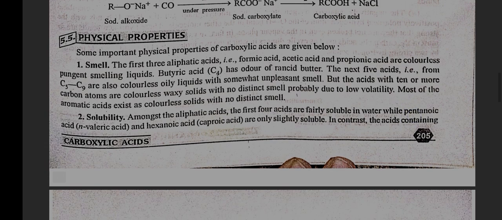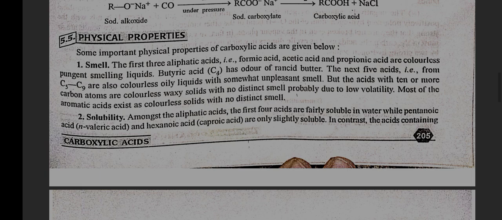Physical properties. First, smell. The first three aliphatic acids, that is formic acid, acetic acid and propionic acid, are colorless, pungent smelling liquids. Butyric acid has the odor of rancid butter. The next five acids, that is from C5 to C9, are also colorless oily liquids with somewhat unpleasant smell. But the acids with 10 or more carbon atoms are colorless, waxy solids with no distinct smell, probably due to low volatility. Most of the aromatic acids exist as colorless solids with no distinct smell.